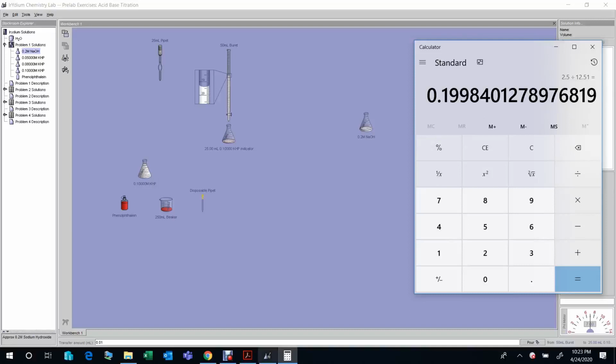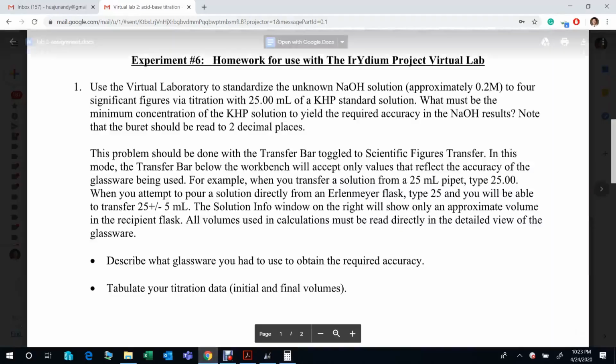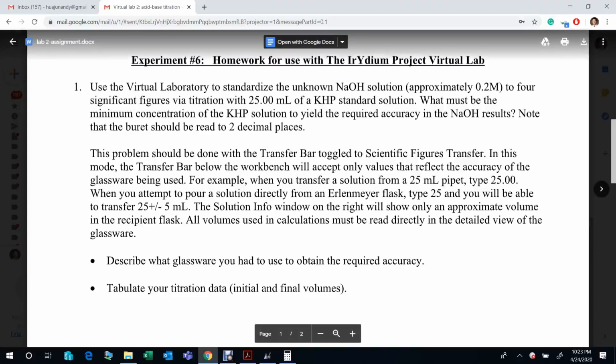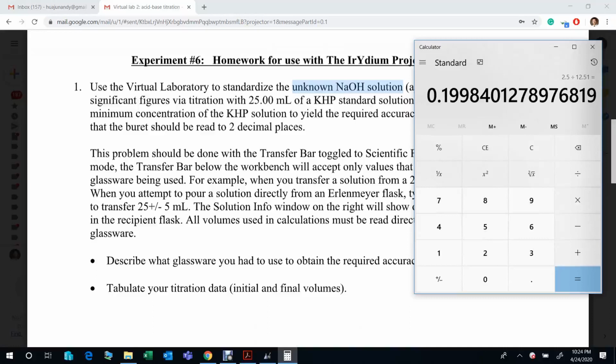Then here's the concentration of sodium hydroxide we figured out, and according to the procedure, we need to find the concentration of sodium hydroxide down to 4 significant figures. Then we should write the concentration 0.1998. So that's the concentration of sodium hydroxide.